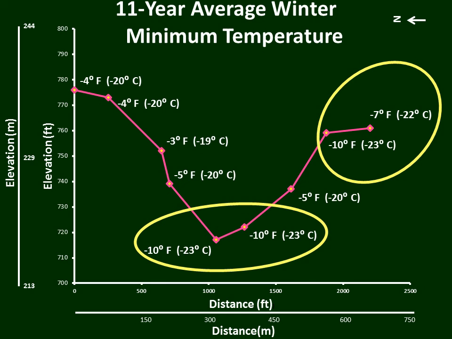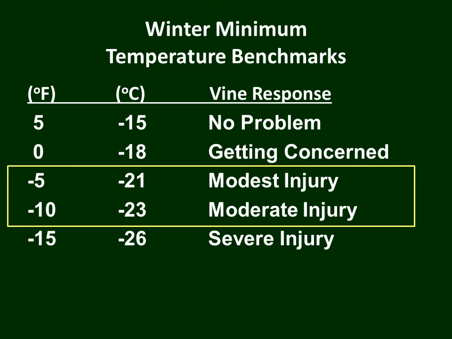But those 4 locations, circled in yellow now, begin to make us say, wow, this is not such a good place for a vineyard. And when we relate it to our table of winter minimum temperature benchmarks, those -7 to -10 values on average translate to modest to moderate injury year in and year out across this 11-year period. Not good, not good.